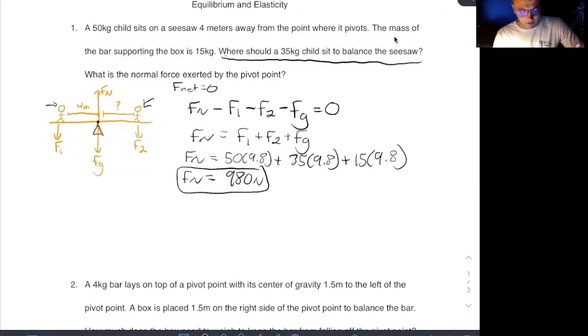So essentially what we want here is for the net torque to equal 0. So we're going to say torque 1, which is just what that 50 kilogram kid is.